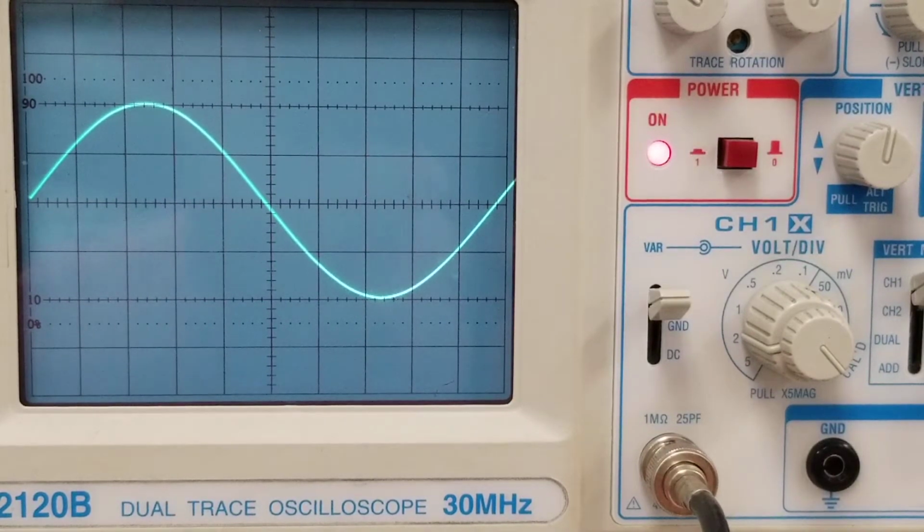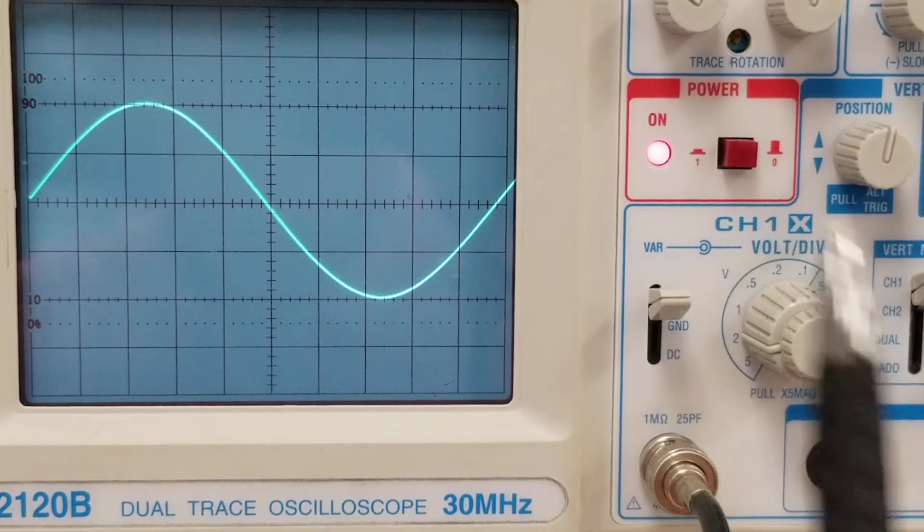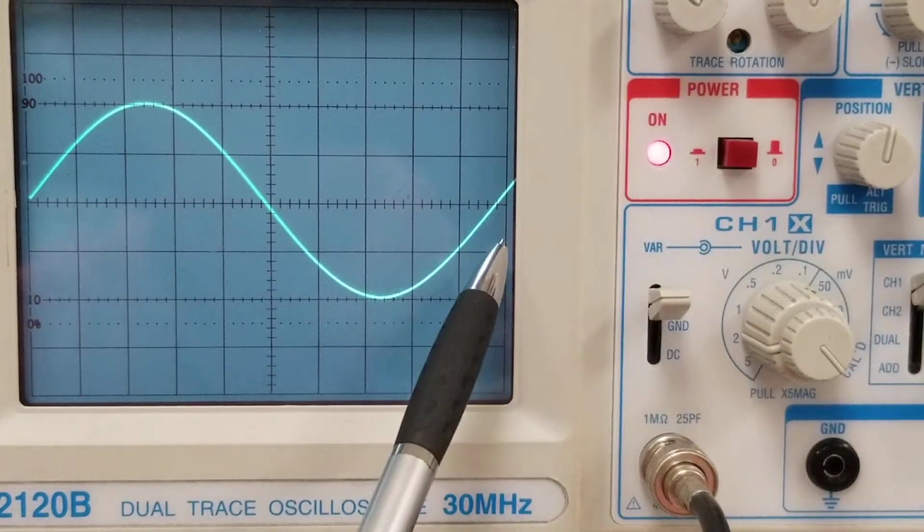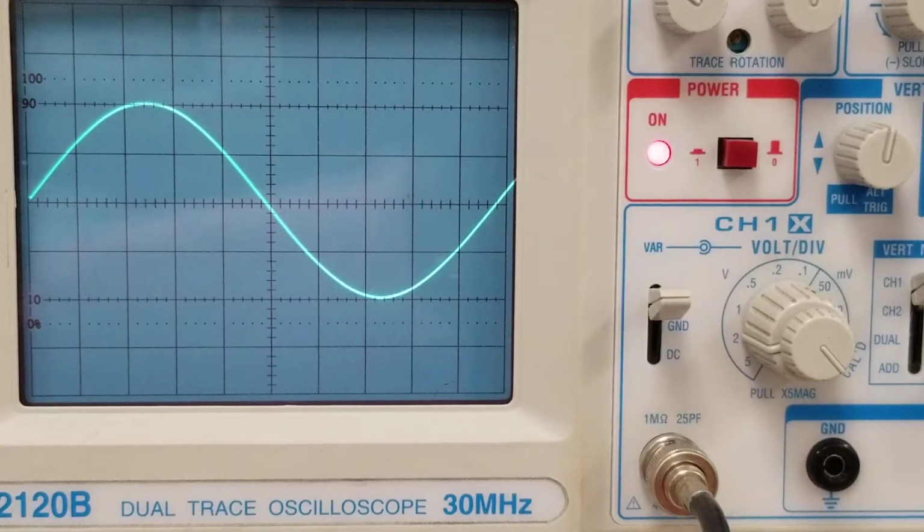So in order to tell what my signal is, I read across and I say that's 10 centimeters. My time per division knob is set for 10 microseconds. So I'm reading 100 microseconds. One cycle is equal to 100 microseconds, so it takes 100 microseconds to equal one of these. So my frequency is set at 10 kilohertz, so I'm going to take 100 microseconds, and I'm going to inverse that.